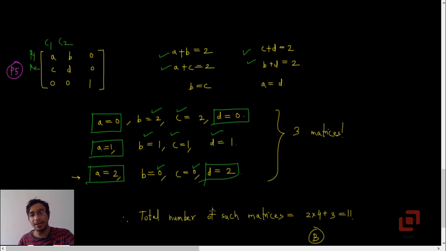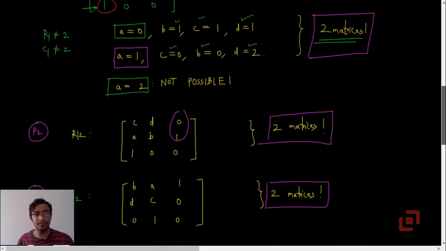Okay, so how many matrices did you now get? 3 matrices? Yes. So 8 matrices previously, 2 corresponding to each of the 4 possibilities, plus possibility 5, 3 matrices. So total number of such matrices is 11, and that is option B.